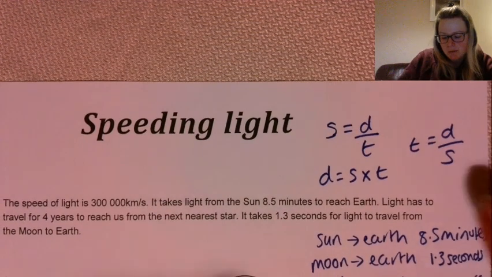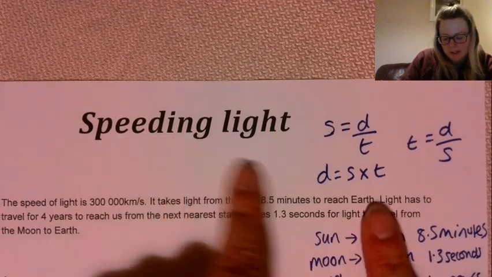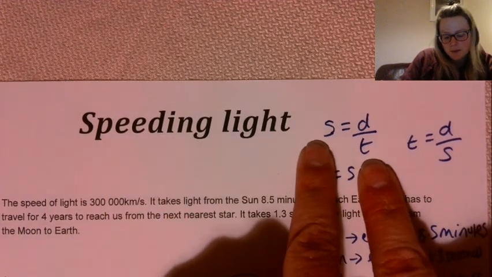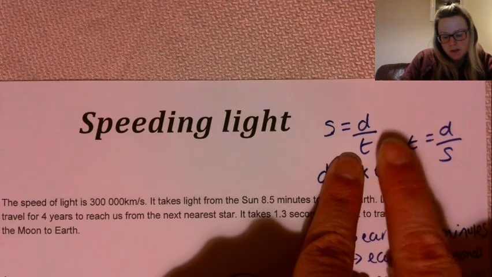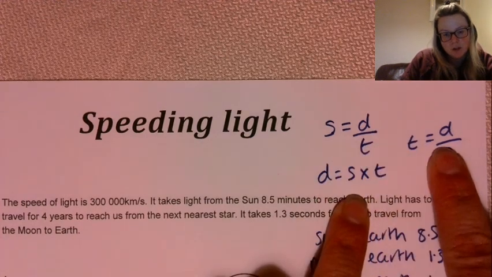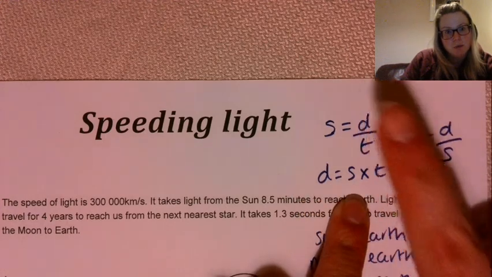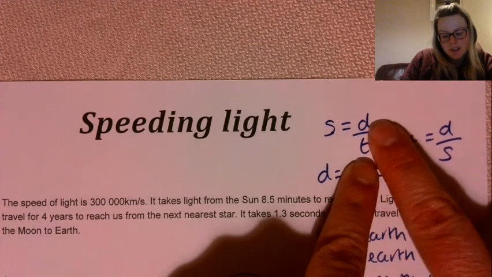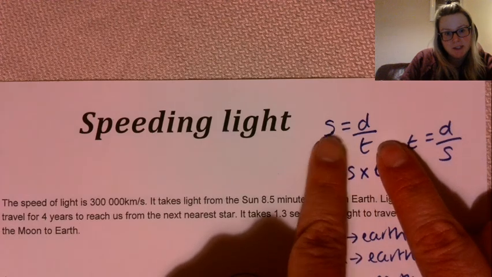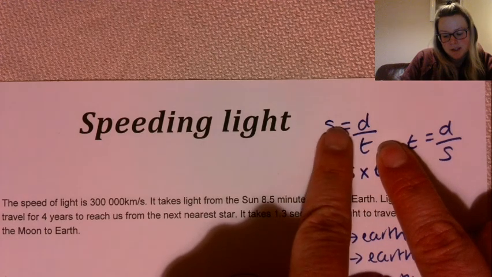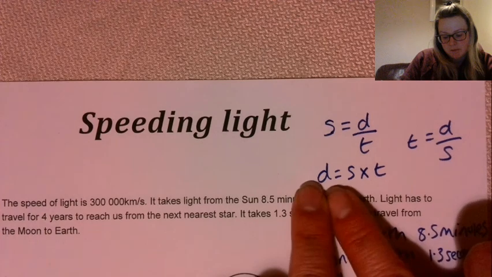Because this is all about the speed of light, do you remember learning this last year? Speed equals distance divided by time. Now, I've shown the rearranged versions of this, so if I was you, I would be making a note of this at the top of this page. If I take this equation and multiply both sides by t, I'm going to get speed multiplied by time equals distance. So that's that version there.